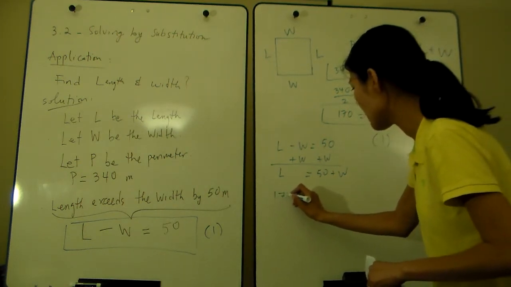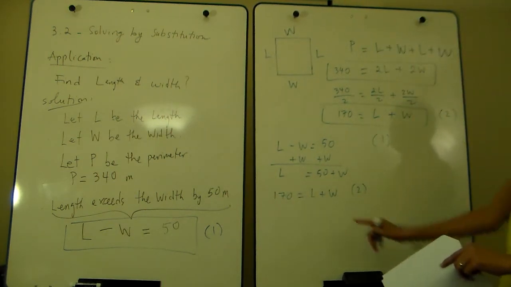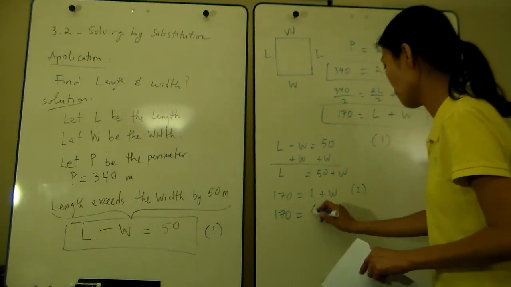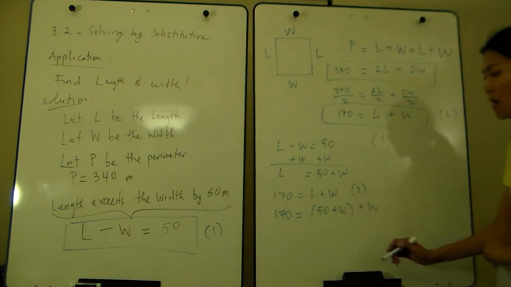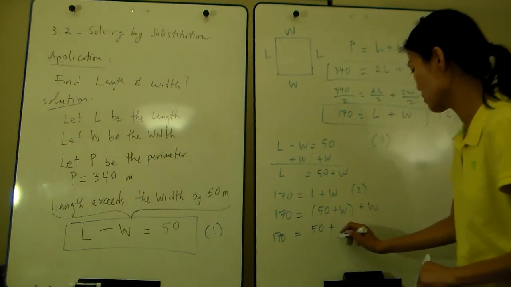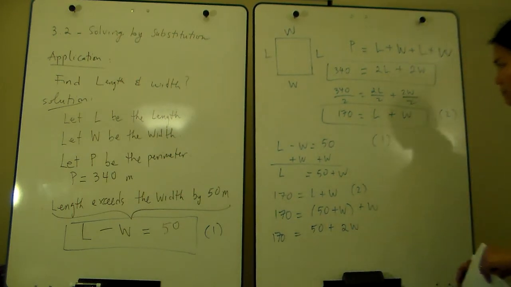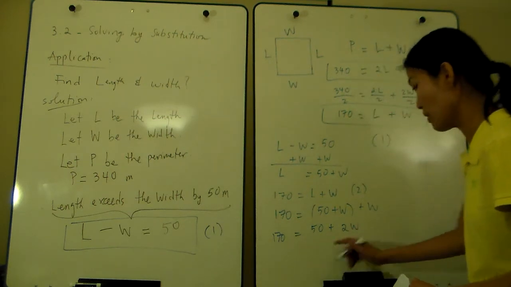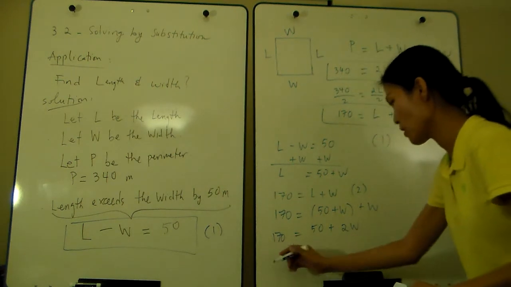So we have equation 2, 170 equal L plus W. I'm going to substitute L from equation 1 into equation 2: 50 plus W, and then simplify. 170 equals 50 plus W plus W, which is 2W. Subtract 50 on both sides. I'm running out of space, so let me make it quick. I'm going to subtract 50 on both sides.